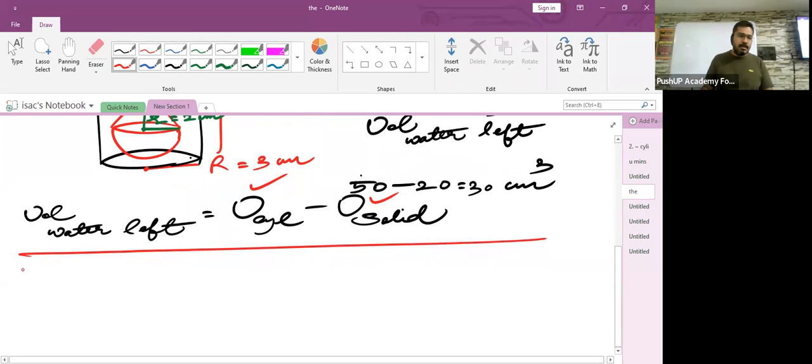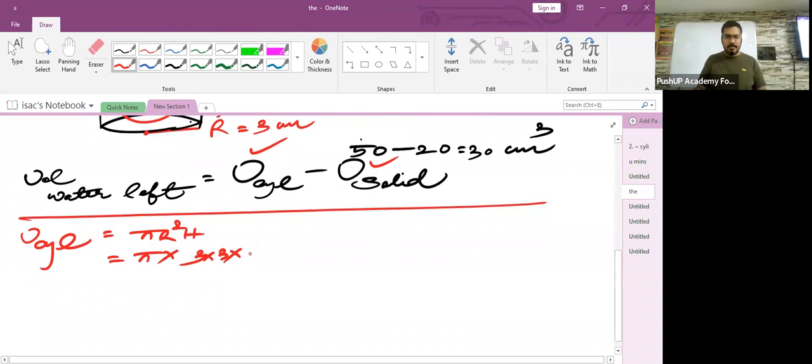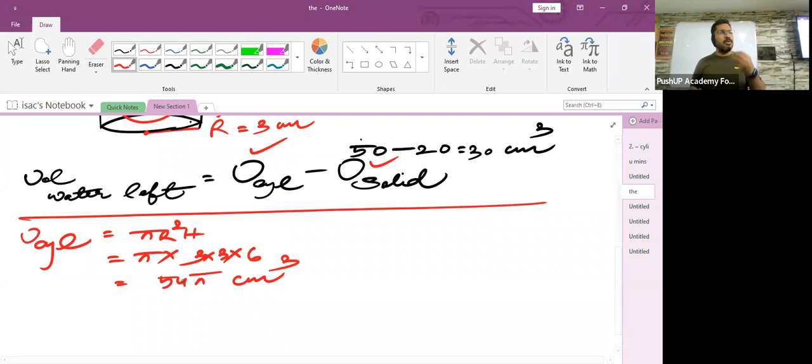So first of all, let us find out the volume of cylinder. Children, volume of cylinder, which is pi capital R square capital H. Pi into what is capital R? 3. So 3 into 3 into how much is H? 6. So 3 into 3 is 9, 9 into 6 is 54, 54 pi centimeter cube. I'm just keeping it as 54 pi centimeter cube because I don't want to take the value of pi here.